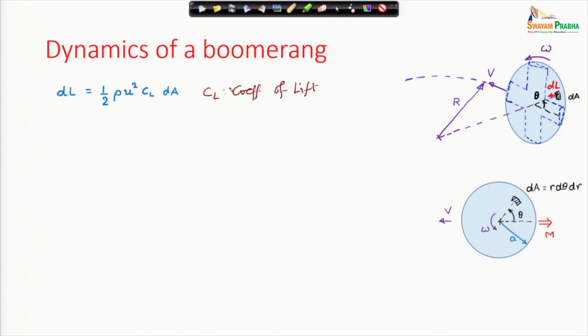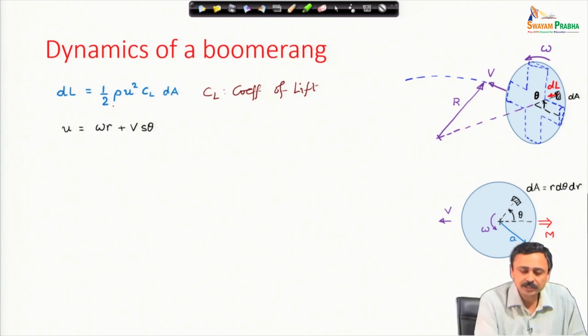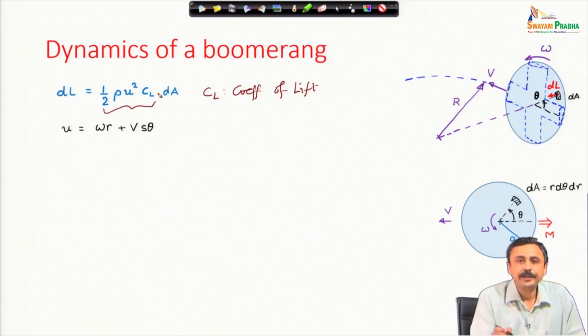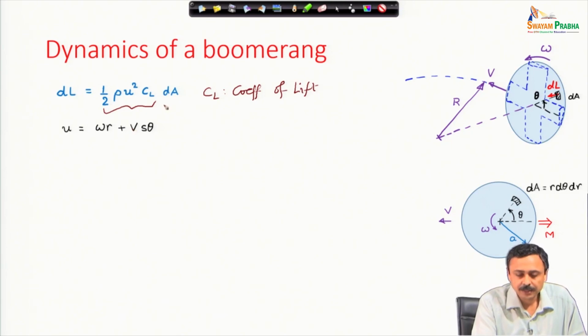C L is known as the coefficient of lift, and this force that you get, actually this force is per unit area. This is how the coefficient of lift is defined. Therefore, multiplying it with the small area of that element, I will get the little lift force from that element.